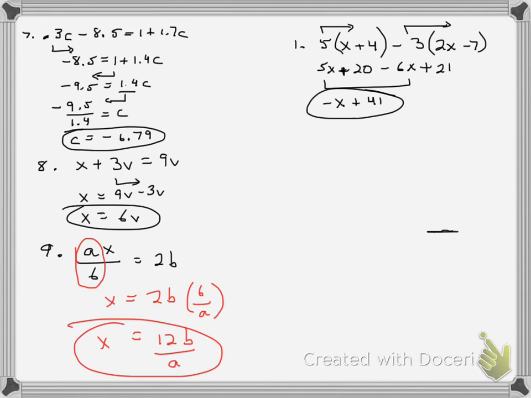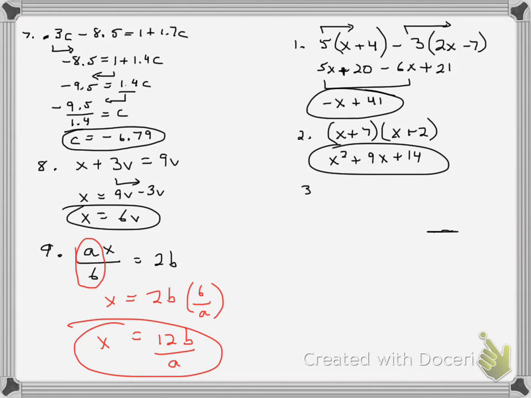Now the next ones are going to be my FOIL. Not too much problem here. First terms, x squared. Outer is plus 2x, inner is plus 7x. Combine them, you get plus 9x, and 7 times 2 is 14. Next problem.